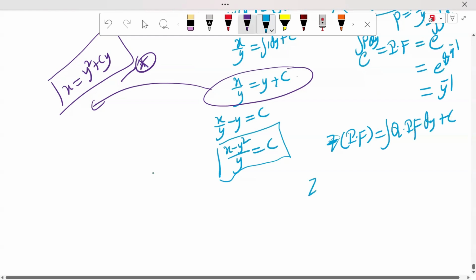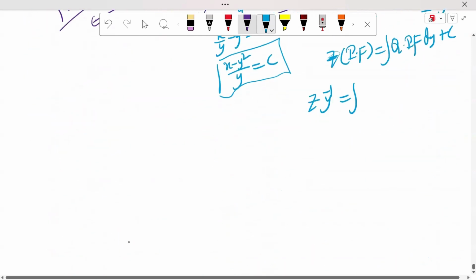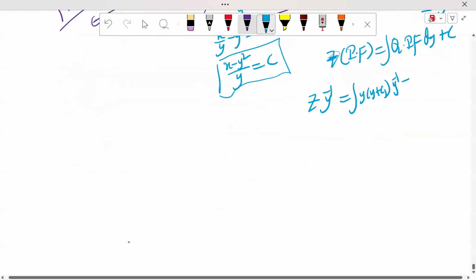So z into y inverse is equal to integration q into y inverse. What is the q here? Comparing, q is nothing but y into y plus c1. So y inverse and y cancel. So z by y is equal to the integral of y, which is y square by 2, plus c1 into y plus c.